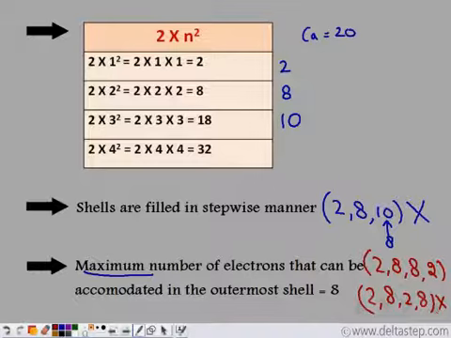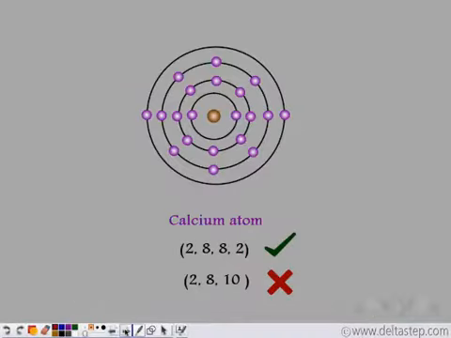It obeys the third rule, the second rule and the first rule. That is why the arrangement 2, 8, 10 is wrong, because it violates the third rule. So the electronic configuration of calcium is 2, 8, 8, 2. That is, the K shell has 2 electrons, L has 8, M shell 8, N shell 2. So we never write 2, 8, 10, because anytime you see the valence, the outermost shell, having more than 8 electrons, this is wrong. So always keep in mind that the outermost shell cannot have more than 8 electrons.